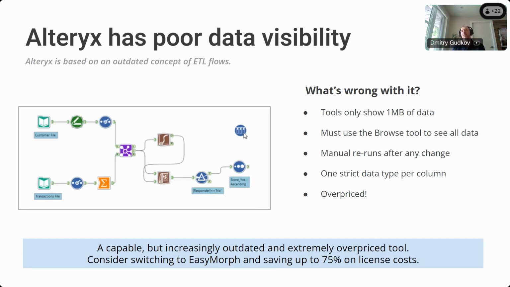And the problem software designers had back then is that computers had very little memory. 30 years ago, a decent server had 16 to 32 megabytes of memory. And when you have that little memory, you don't have any other choice but to process your data chunk by chunk or batch by batch, like loading 1,000 rows, processing it, collecting the output, loading another 1,000 rows, processing it, and appending to the output. This is how ETL tools, including Alteryx, used to work.